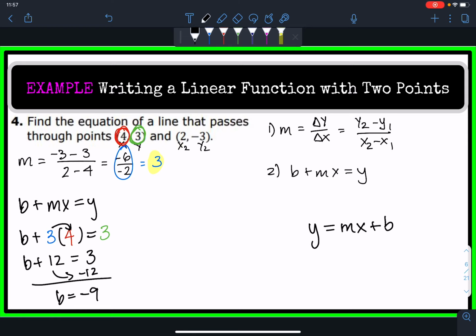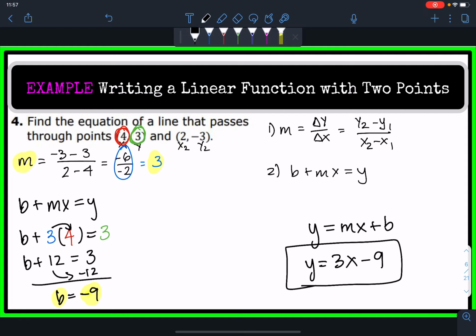So there we have our two values. We have now calculated that the value of m is equal to 3, and that the value of the y-intercept is equal to -9. So substituting in those numbers, we get this equation right there.